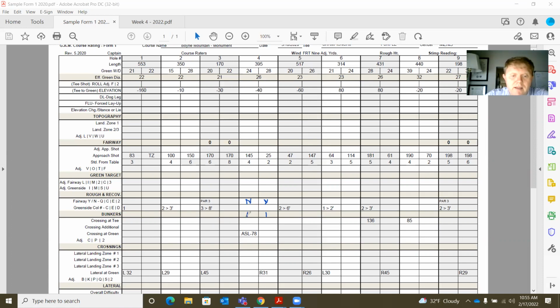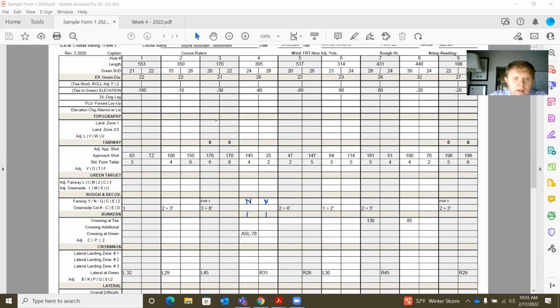I can't tell you how many times I've seen 0 in this one. If it exists for the bogey and there's a fairway bunker on the hole, then it's going to be a 1 for the scratch as well. All right, let's go through.